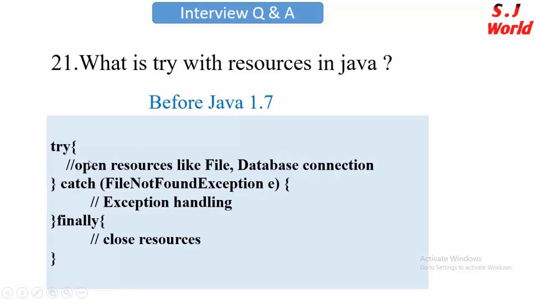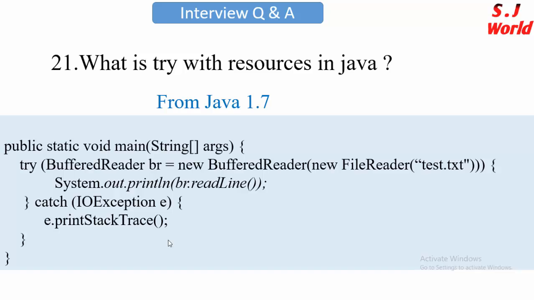Now from Java 1.7, this is the syntax of try with resources. Suppose I have taken a BufferedReader class, and you provide one file here that is going to be read. You have opened that resource, and you are not going to close anything. You are not going to write a finally block anywhere. From Java 1.7, if you define try with resources, it is auto closable: as it comes out of the try block, it automatically closes your resources, and you need not do it manually.